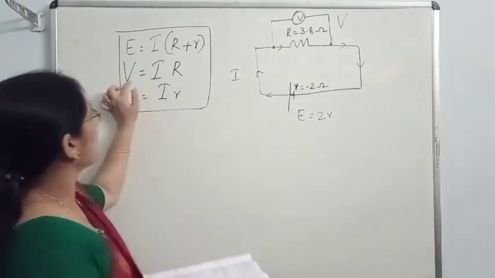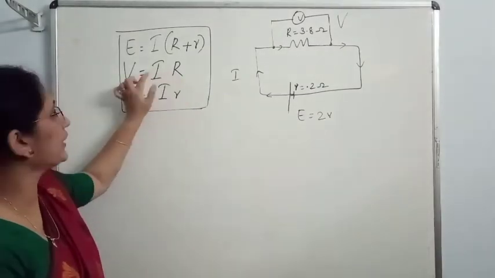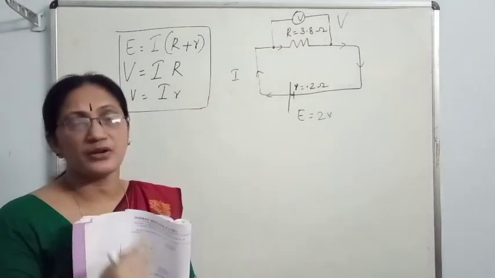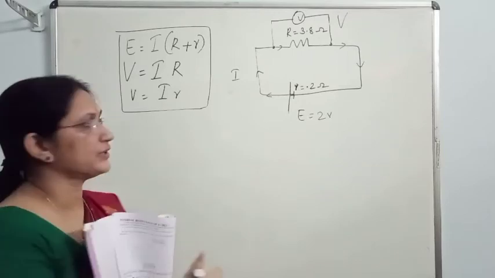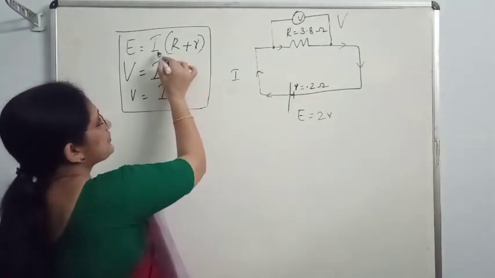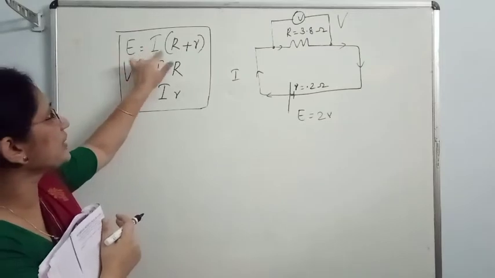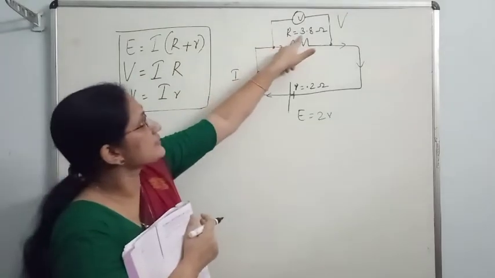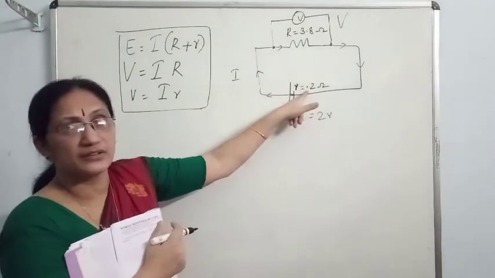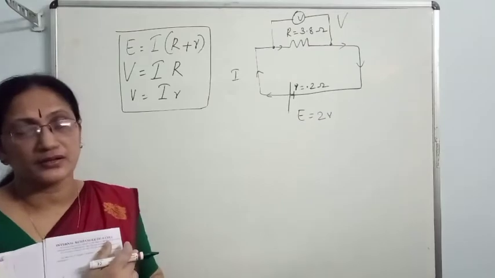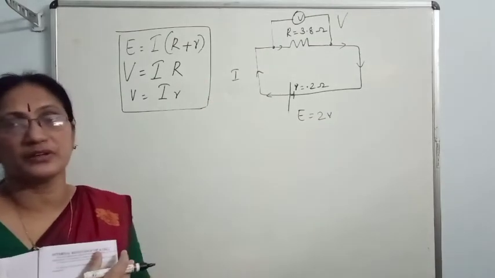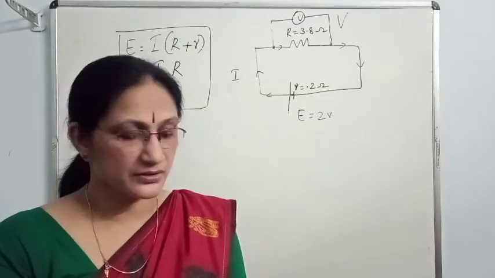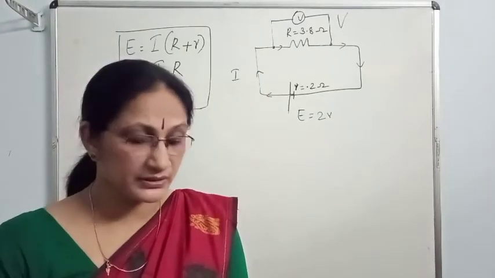V, its formula is I into R: current into external resistance. R is here but I is not given. I you have to find out first, then you can find out V. For finding out I, you can use the first formula, E is equal to I into R plus r. E is 2 volt. Capital letter R is given here, small letter r is given here. So you can find out I, then I you multiply with R, then you will get the terminal voltage V. I skip the calculation. I think you can understand the method.